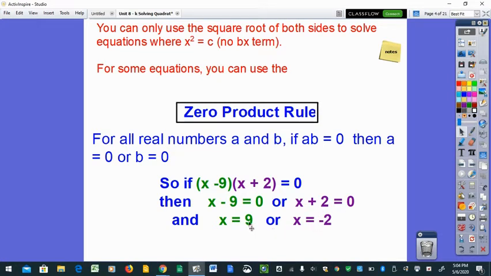Now watch what happens if we substitute back in x equals 9 into both spots. 9 minus 9 would be 0. 9 plus 2 would be 11. 0 times 11 would be 0. Now what if we did it with x equals -2? -2 minus 9 would give me -11. -2 plus 2 is 0. And -11 times 0 is 0. So these two numbers are the only two numbers that would work to give me an answer of 0. That's called the zero product rule. And we're going to use that to solve our quadratic equations today that have a bx term.